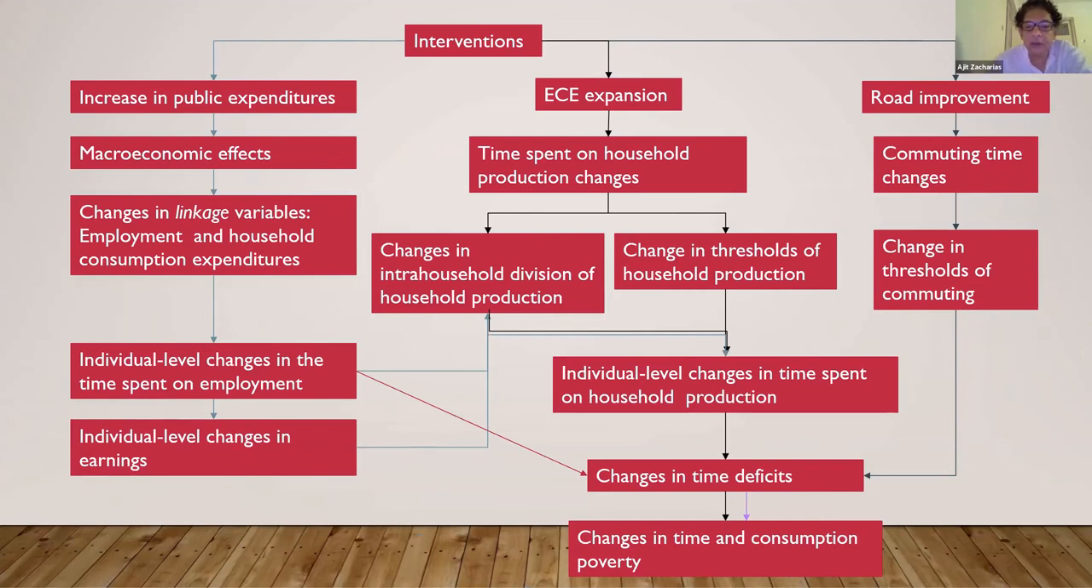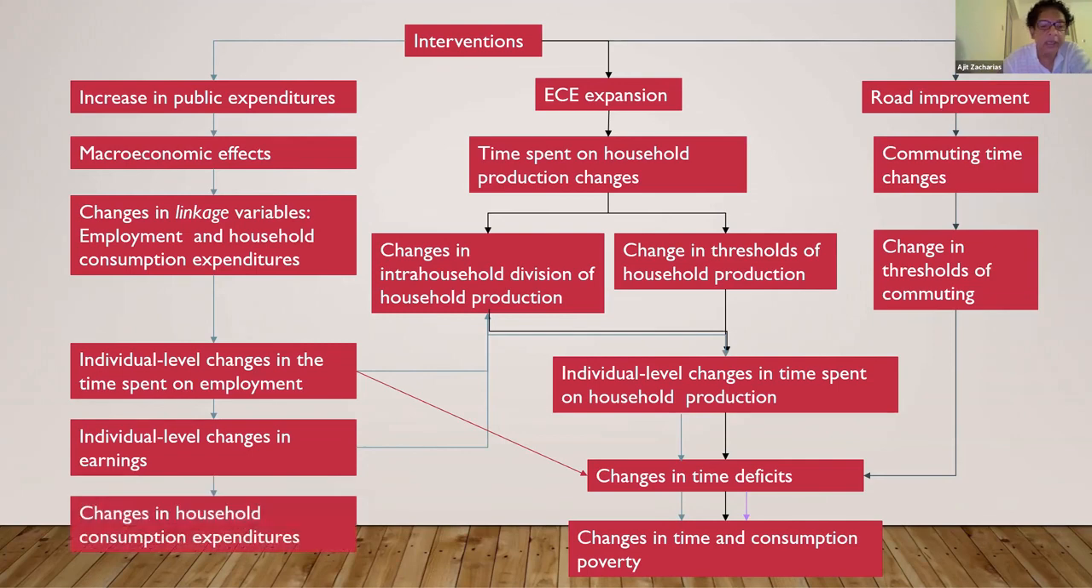Together, taking the changes in the bargaining and the thresholds of household production, we can see that it will lead to changes in the time spent on household production at the individual level. In turn, that changes the time deficits of the individuals, and also leads to changes in time and consumption poverty. Finally, we also have to look at the other impact of the set of macro impacts, which is the change in household consumption expenditure. And that in turn can have a direct impact on consumption and time poverty.